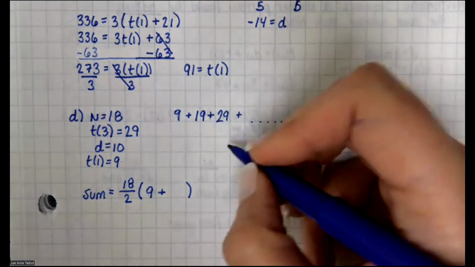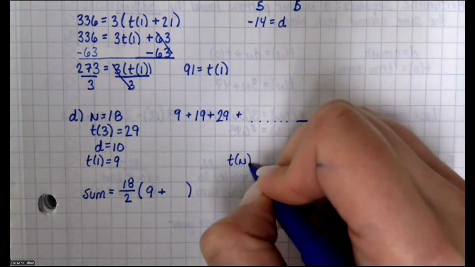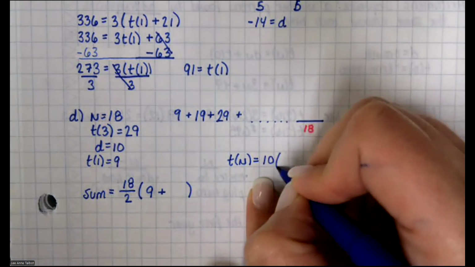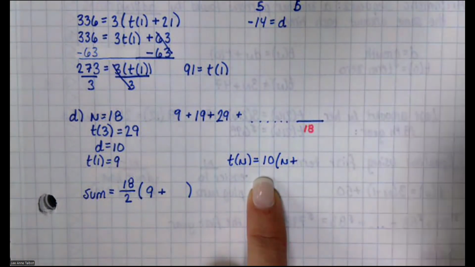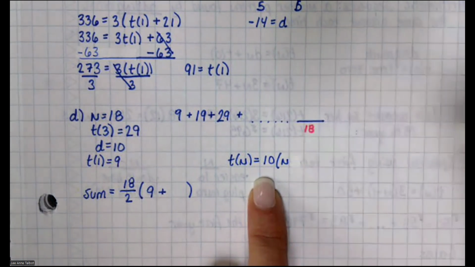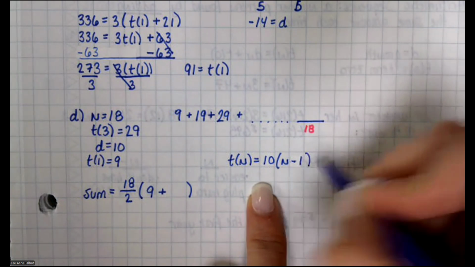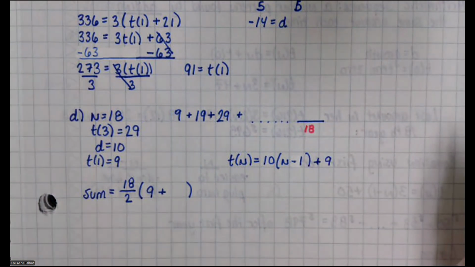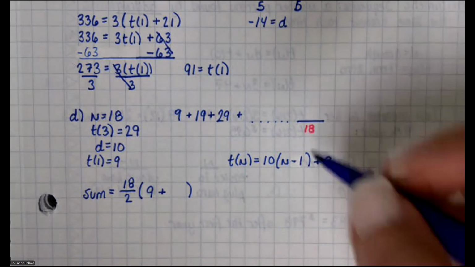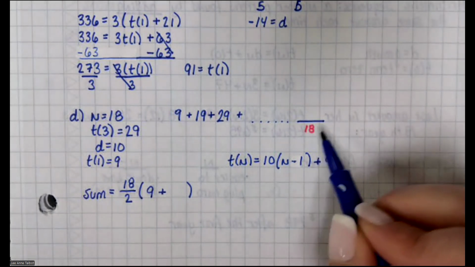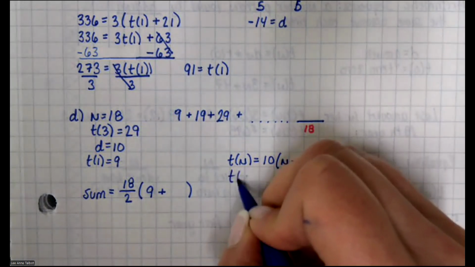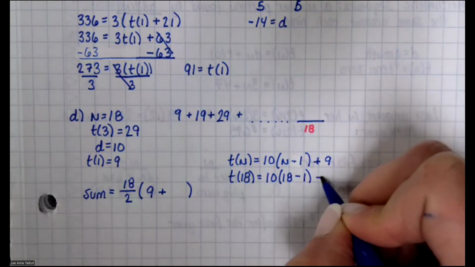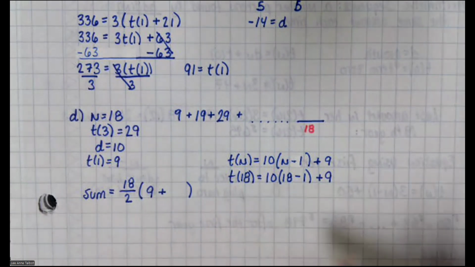Yep. Okay. Growth, n minus 1 plus the first term. Okay. Now this is the one that you guys were talking about. When I want to find the 18th term, I put 18 in here. And I'm going to find term 18.